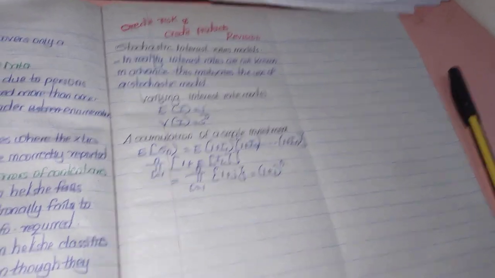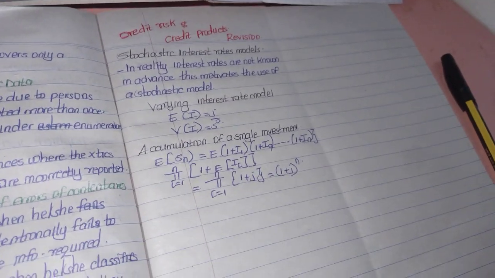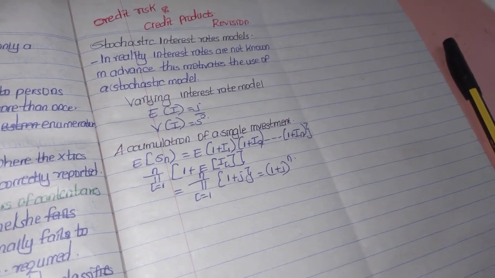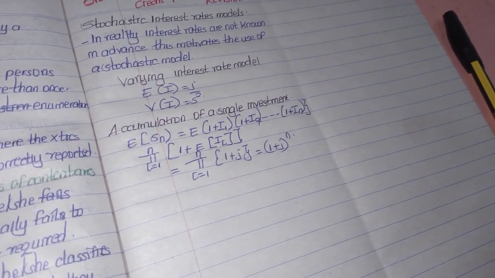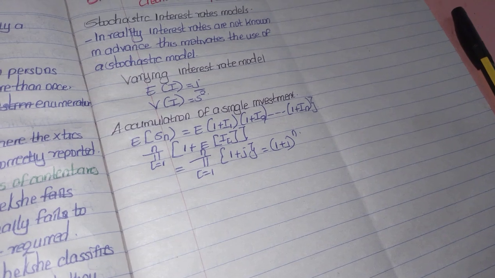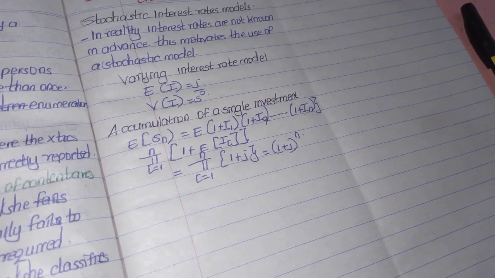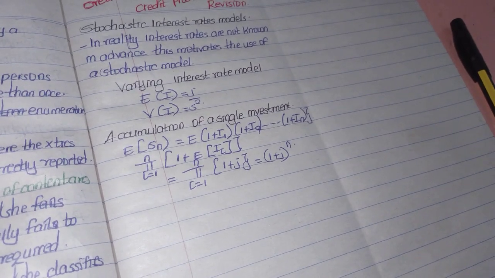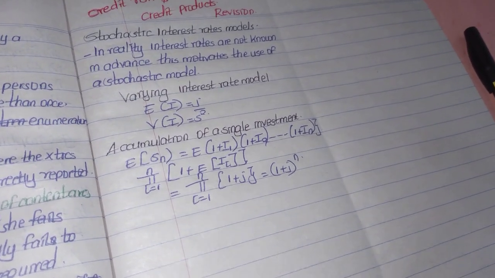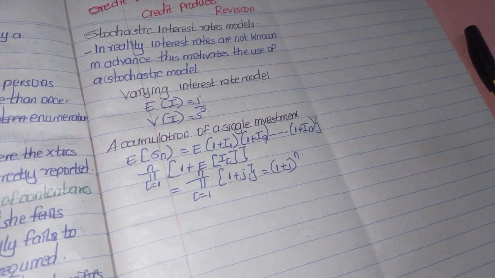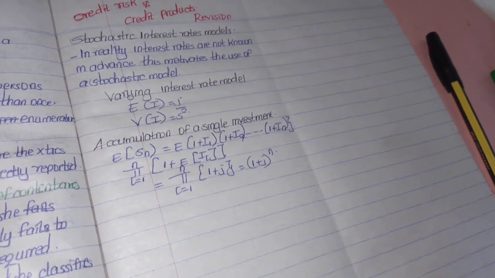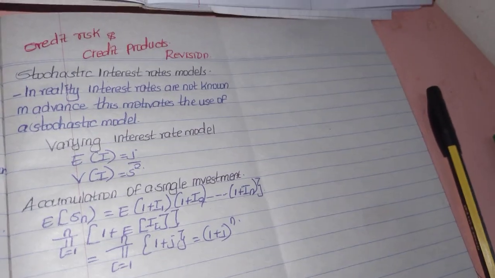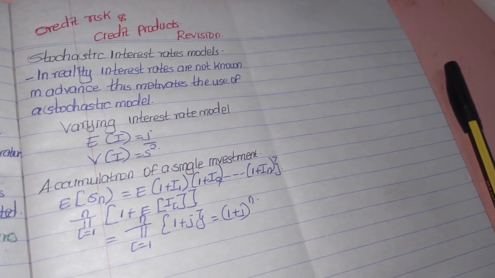So we are discussing credit risk and credit products, and we'll start from the stochastic interest rate model. In the stochastic interest rate model, this is used because in reality we don't know the interest rates in advance. So we use the stochastic model, and under that we have the varying interest rate model, where the expectation of I is equal to j, while the variance of I is equal to s squared.